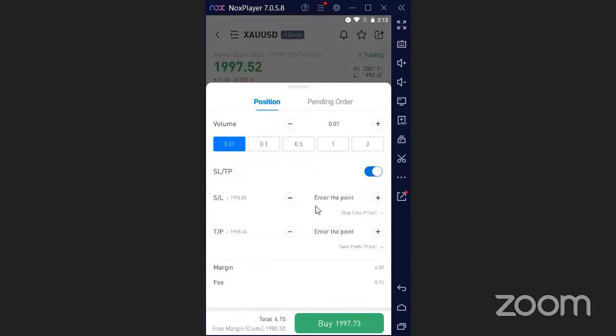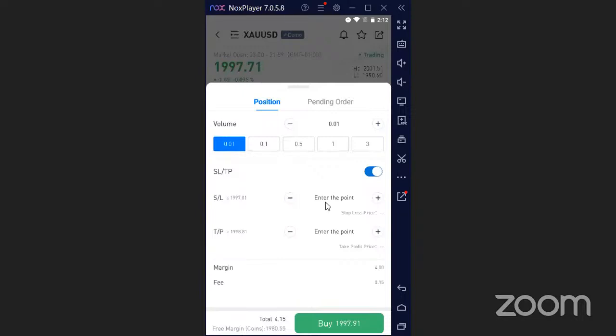So it's very important that when you make a little profit, you take the profit and run away from the market. Come back next time and look for another opportunity to make more money. Don't give whatever you have to the market makers. So stop loss and take profit are very, very important.